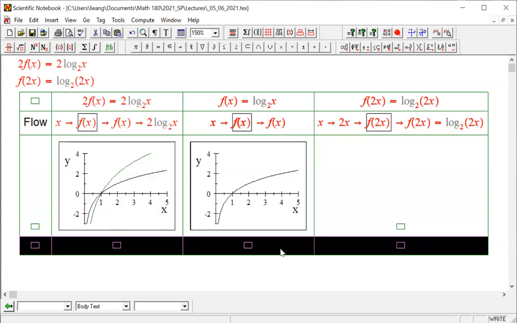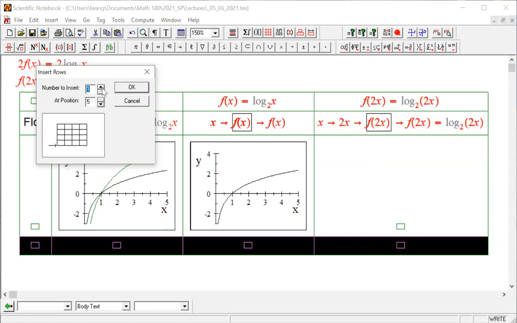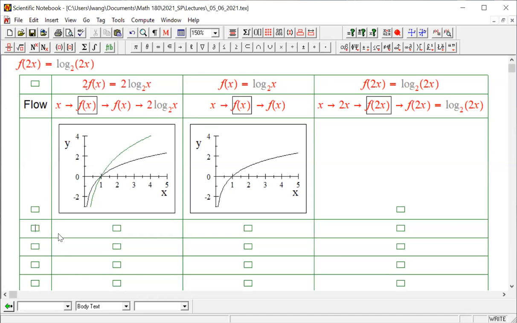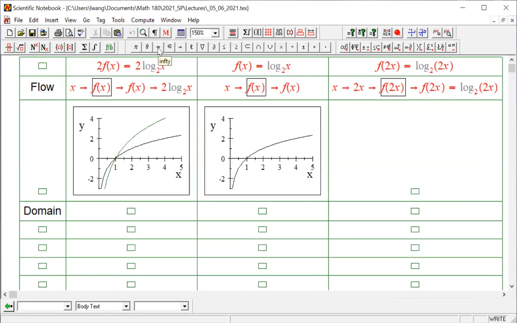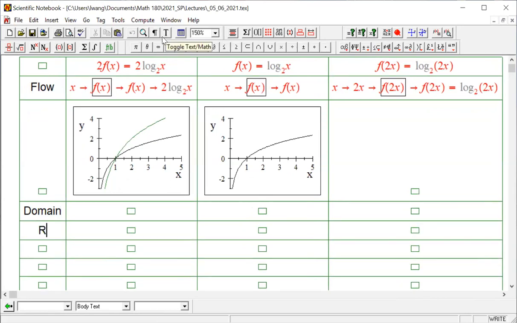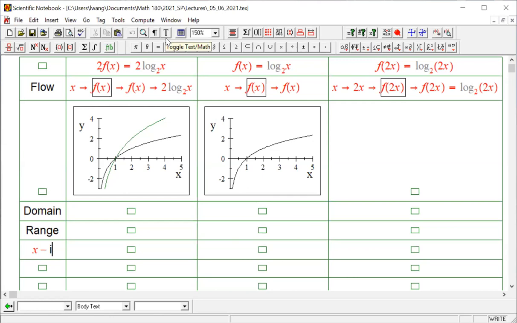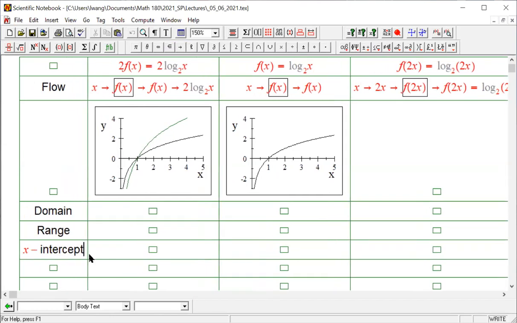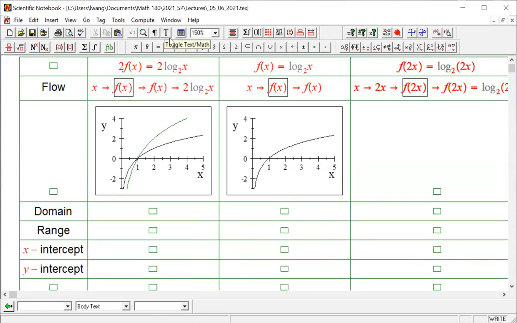Okay, so let me put in the other rows. Okay. In terms of domain, range, intercept, right? Domain, range. Okay, I'm going to give you just a little bit more time to think about it. Okay, are you guys done? You know how to figure this out, right? Just take your time, you get everything, right? Just be patient with ourselves, you can get everything.